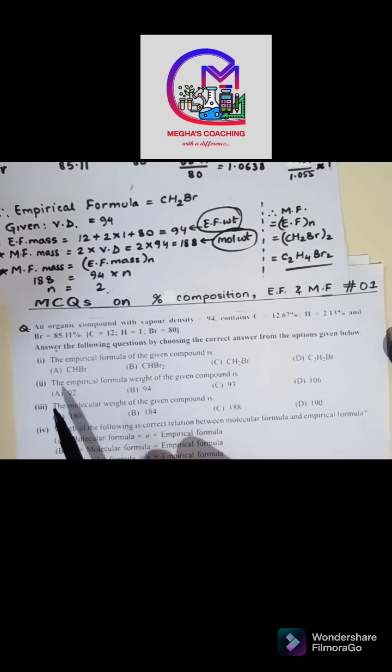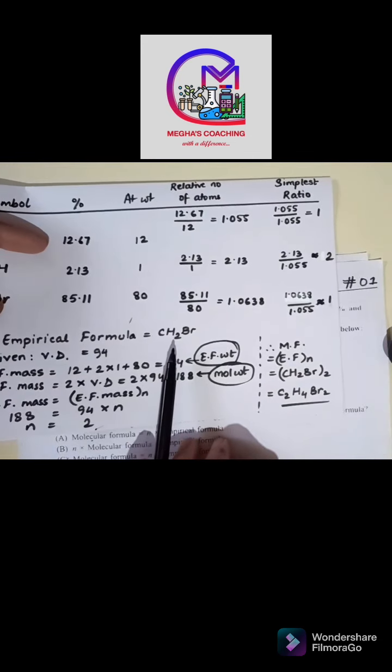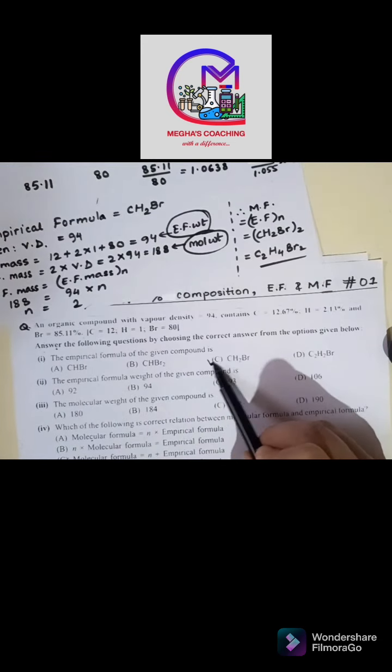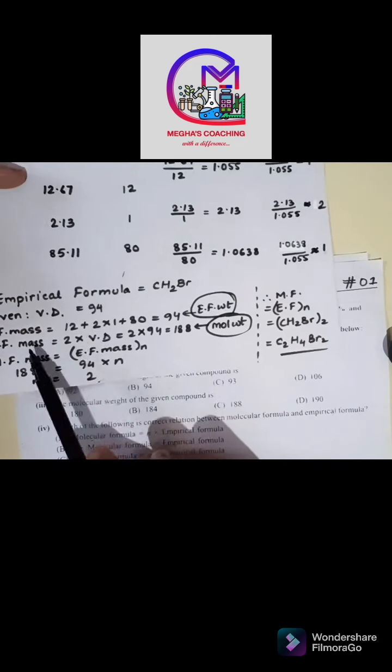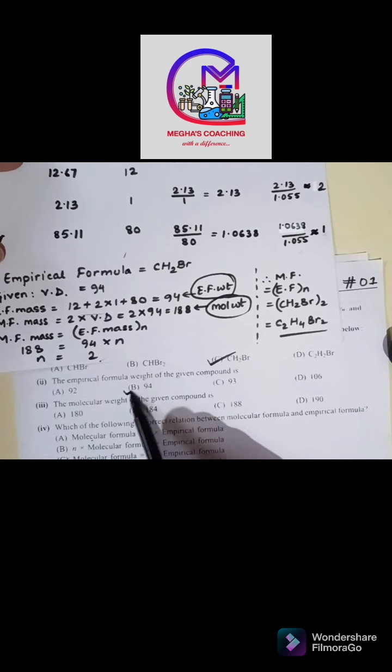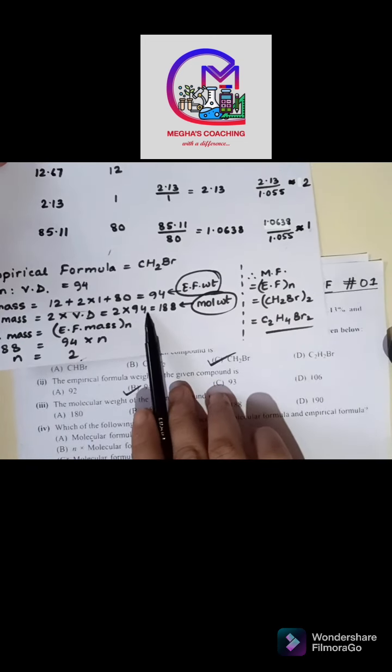So the first question is the empirical formula of the given compound. This we have already found, CH2Br. So option C is the correct option. Now empirical formula weight, this too we have already found, 94. So this is the correct option. Molecular weight twice the vapor density.